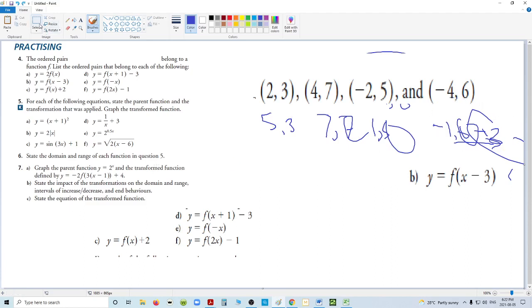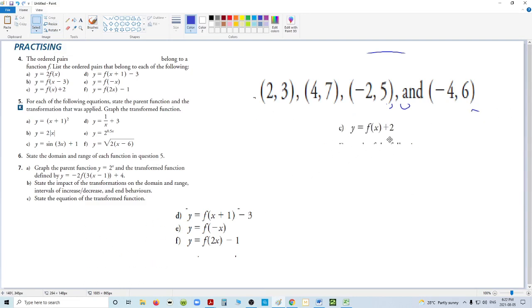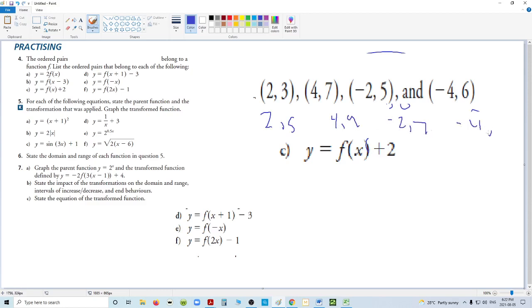And let's look at the next transformation. Again, they're going soft on you. There's only one transformation. Is it beside the x? No, it's outside the brackets, which just means all my y values get 2 added to them. So I get 2 comma 5, 4 comma 9, minus 2 comma 7, and minus 4 comma 8, which essentially means the entire graph went up by 2. And over here it just means the entire graph was stretched by 2, and over here it means the entire graph was shifted to the right by 3. And that's it. That's pretty straightforward.